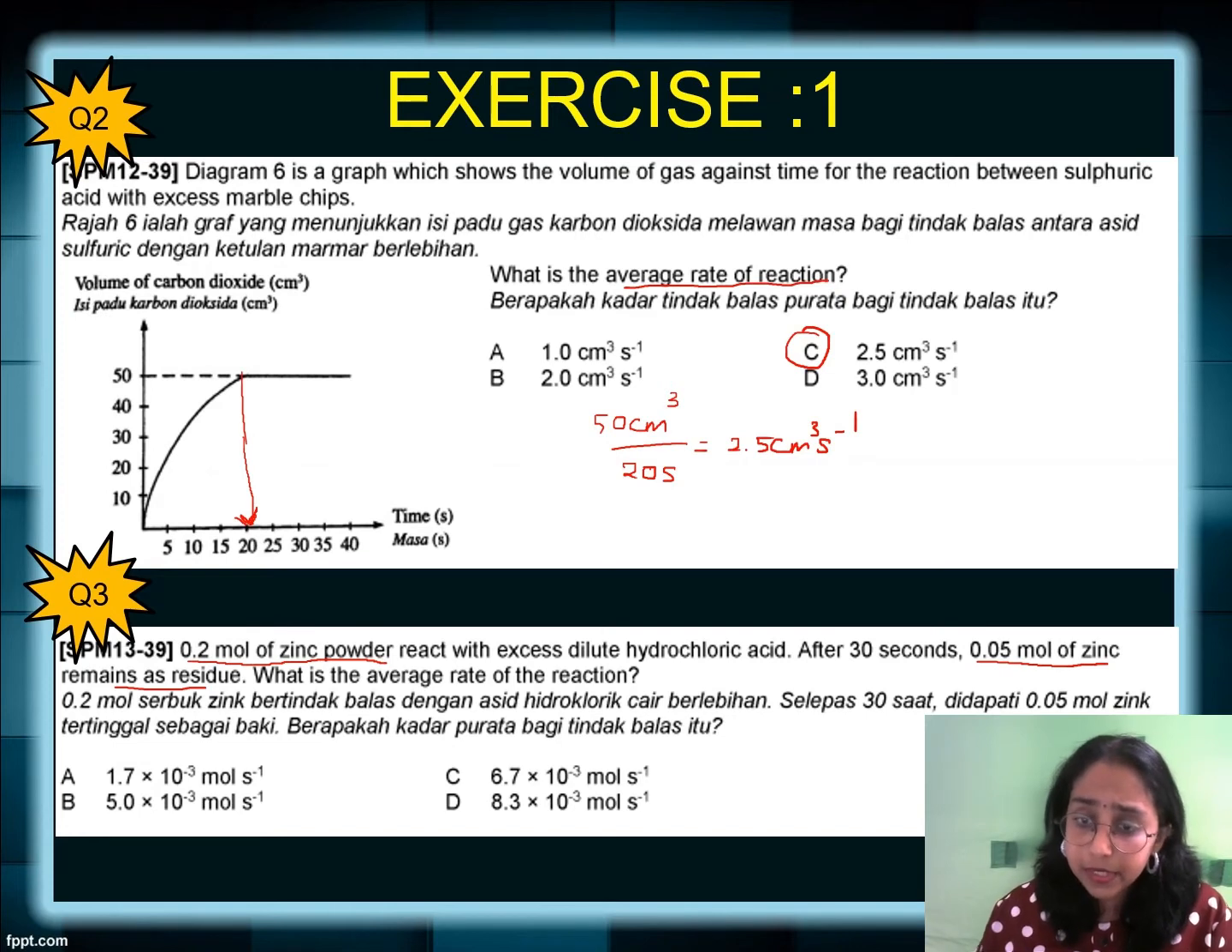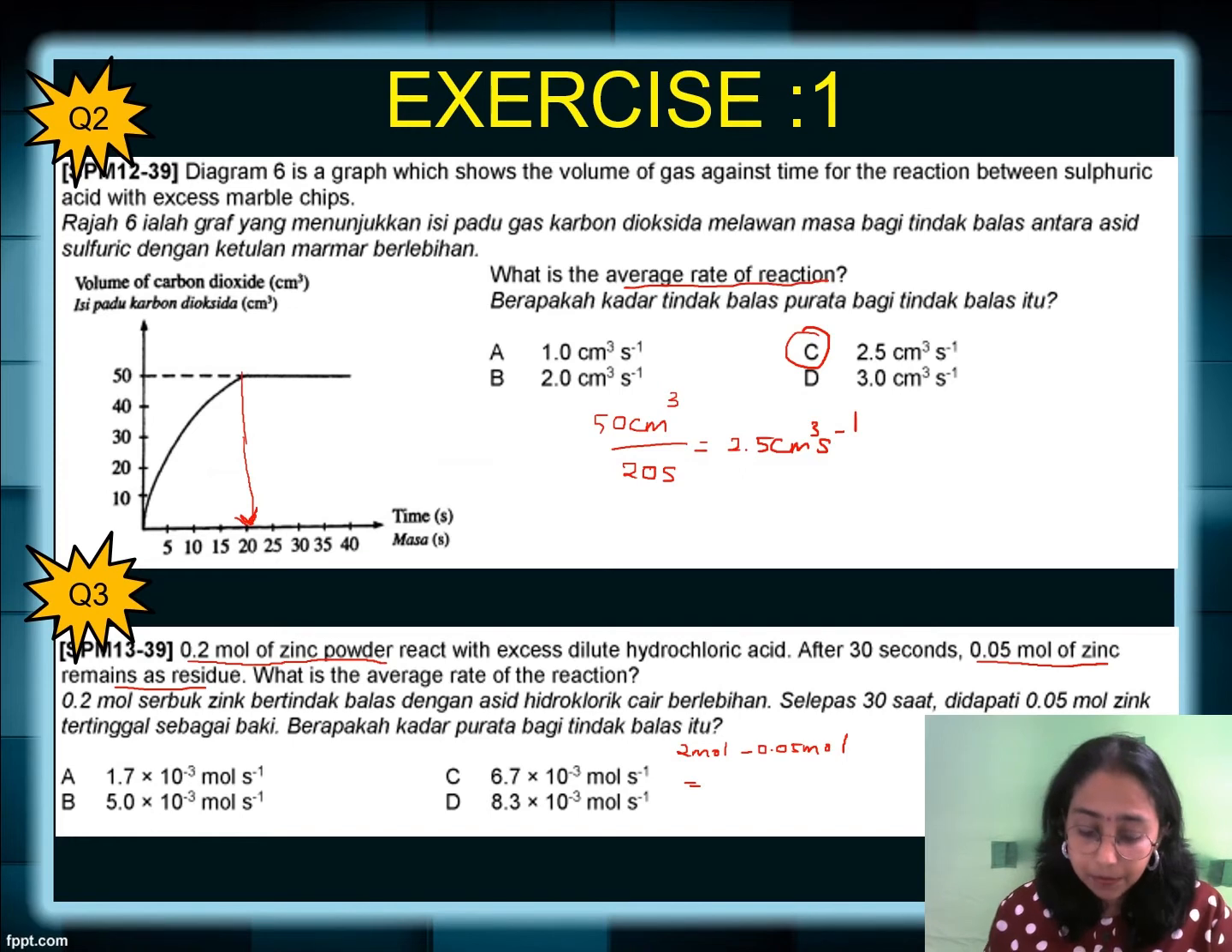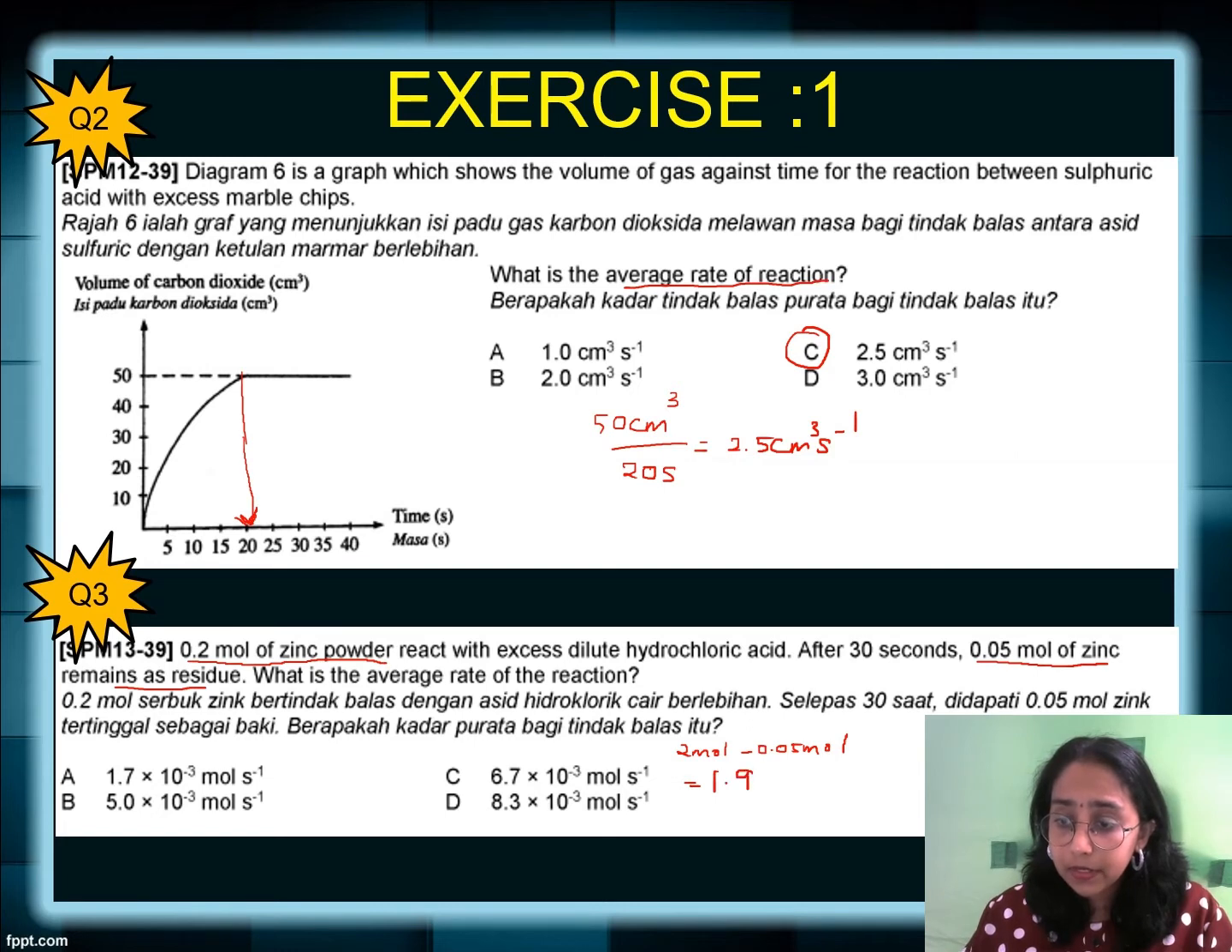So what you have to do is, you initially used 0.2 mole, but at the end of the day there was a remainder of 0.05 mole which is unreacted. So please calculate the number of mole of zinc reacted with excess dilute hydrochloric acid. So 0.2 minus 0.05 mole. So how much do you get? The number of moles reacted will be 0.15 mole, right?